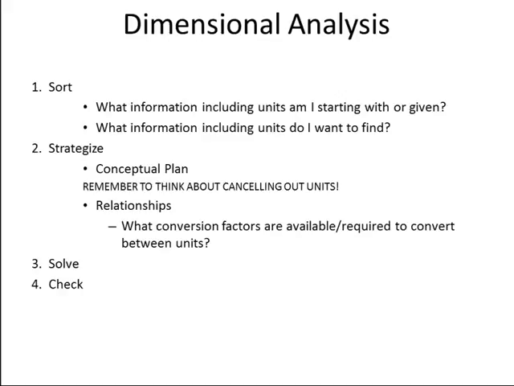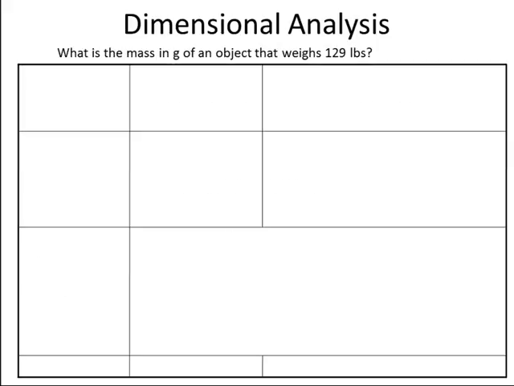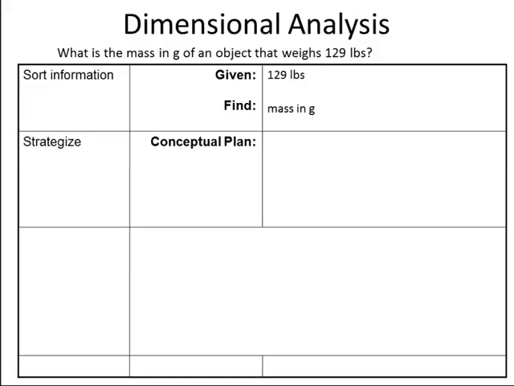All right, so let's use these steps. We're going to go through an easy problem first. So this first problem: what is the mass in grams of an object that weighs 129 pounds? Well, let's sort the information. That's simple enough. We're given 129 pounds. We want to find the mass of that in grams. So let's come up with a strategy. First, we want to come up with a conceptual plan. We want to go from pounds to grams. All right, simple enough. So relationships: 1 pound is equal to 453.59 grams.